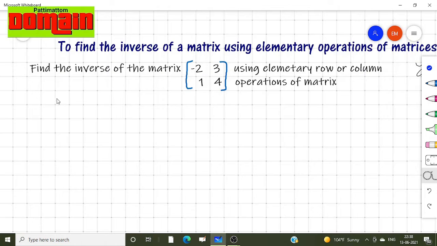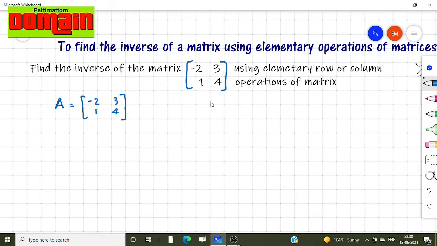In this video, we are finding the inverse of a matrix [-2, 3; 1, 4] using elementary row column transformations. The given matrix is called A, and A is equal to [-2, 3; 1, 4].